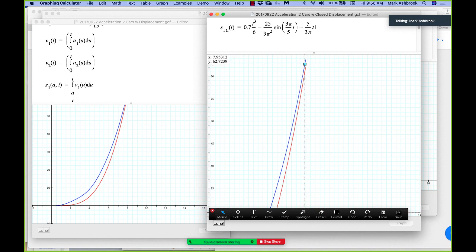I can get onto the other curve here, down here. At 8 seconds, the y-coordinate of car 1, the blue graph, is greater than the y-coordinate of car 2, the red graph. So a valiant effort from car 2, but it did not catch up in those 8 seconds to car 1. All right, questions on this?